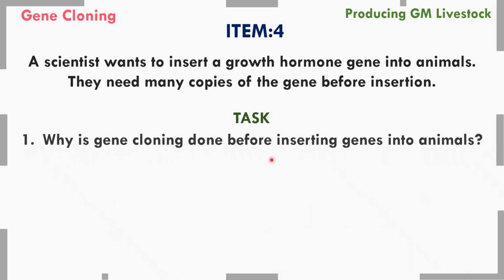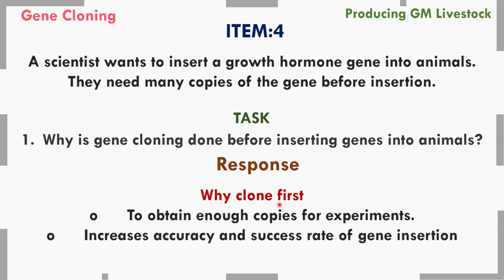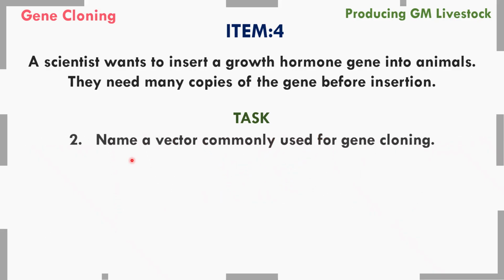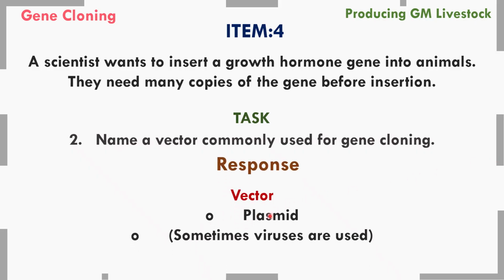Why is gene cloning done before inserting genes into animals? Why cloning first? 1. To obtain enough copies for experiments. 2. To increase accuracy and success rate of gene insertion. Name a vector commonly used for gene cloning. The vector is a plasmid. Sometimes viruses are used.